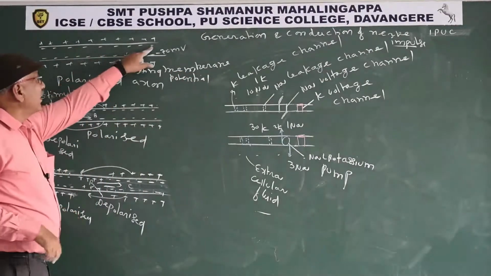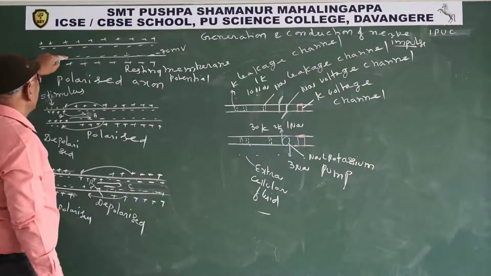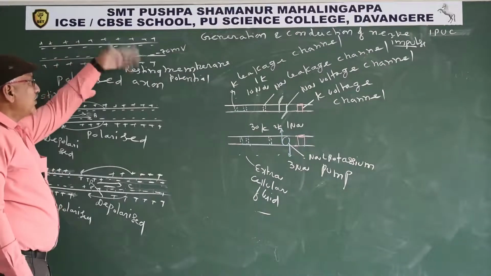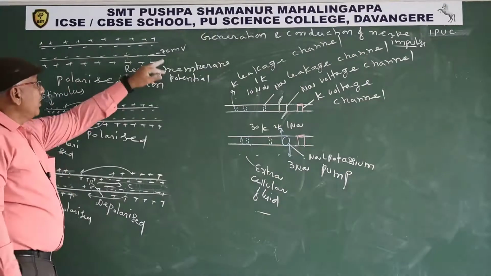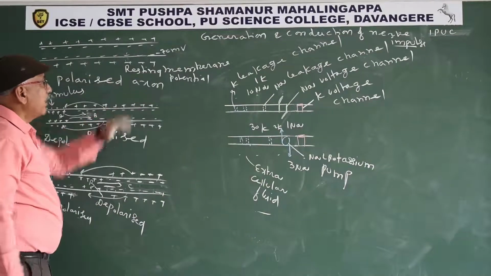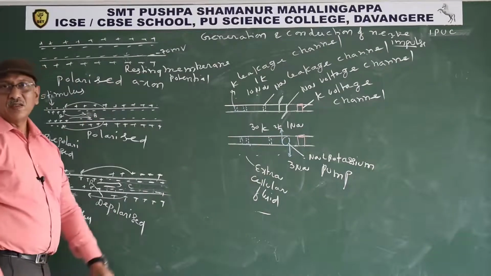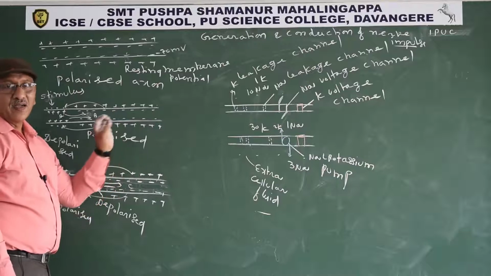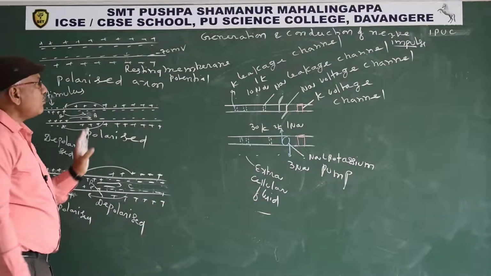The inner surface of the axon is electrically negative. The outer surface of the axon is electrically positive. So that is known as a polarized axon. Polarized axon means at rest, it has not yet received any stimulus.